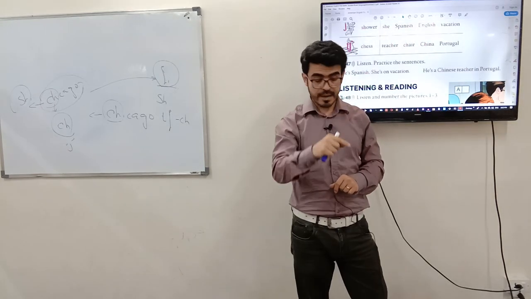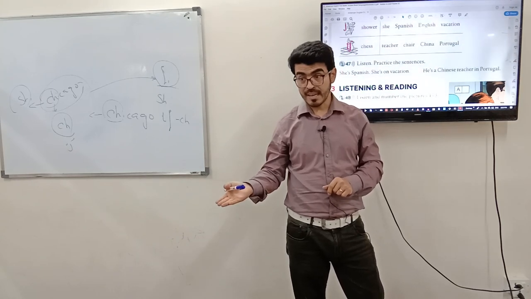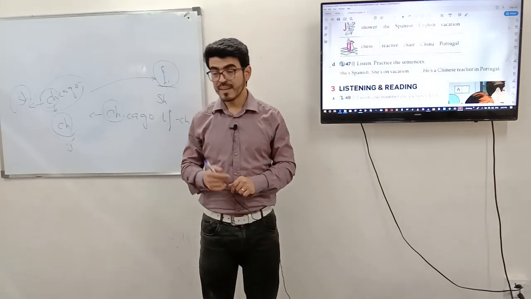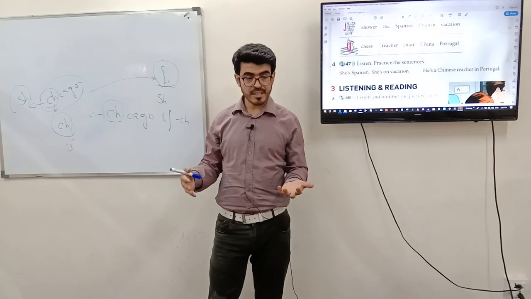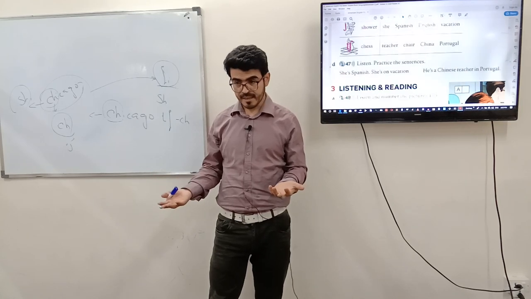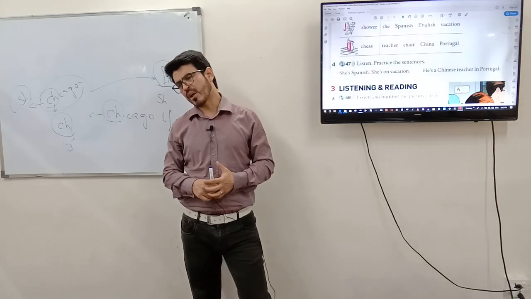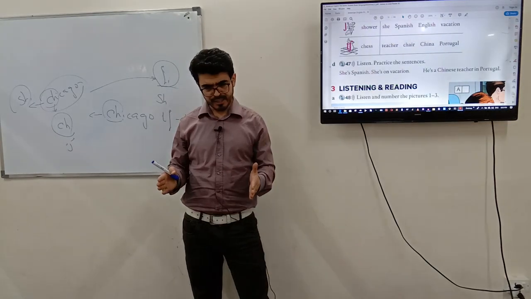Right? She. Spanish? Spanish is the nationality of Spain. Nationality of what? Spanish. Spain? Spanish. Mexico? Mexican. Spain? Spanish. Spanish is also a language, like Dari, Pashto, Spanish, English.